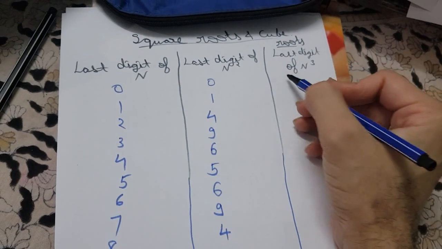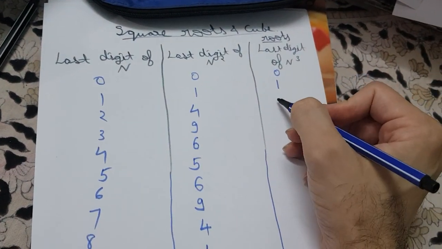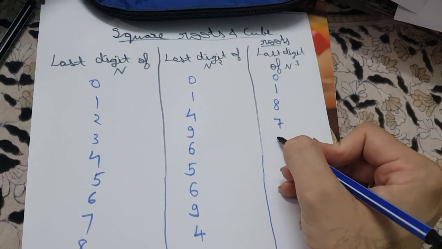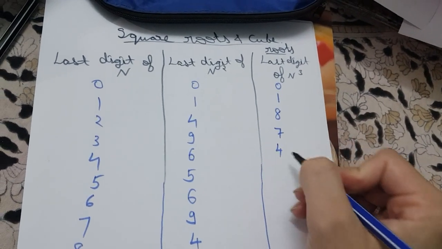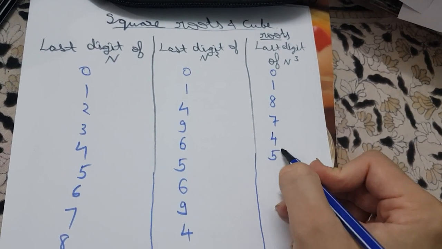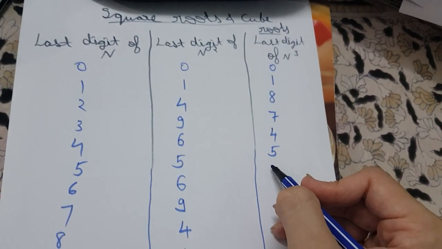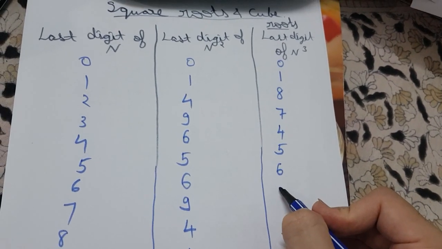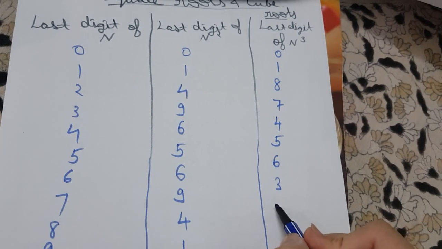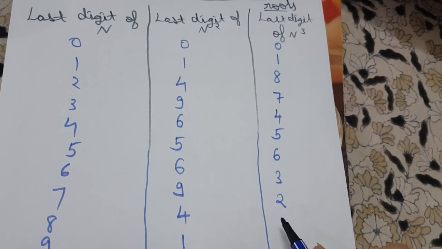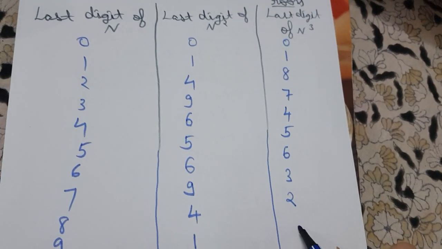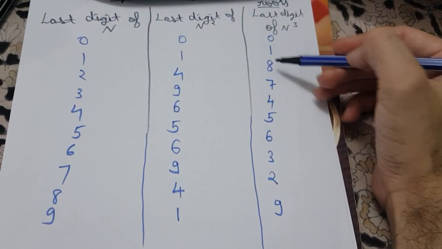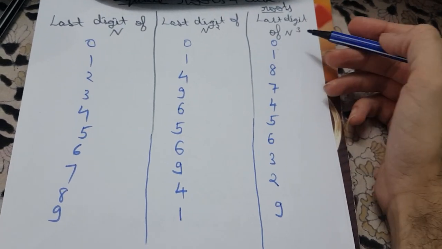Okay. In cube also this will be the same, this will be 1, 2 cube will be 8, 3 cube will be 27, so you will write 7 here, 4 cube will be 64, so you will write 4 here, 5 cube will be 125, so you will write last digit 5 here, 6 cube will be 216, so you will write 6 here, 7 cube will be 343, so you will write 3 here, 8 cube will be 512, so you will write 2 here, 9 cube will be 729, so you will write 9 here. You can easily understand how to solve it when finding the cube root.